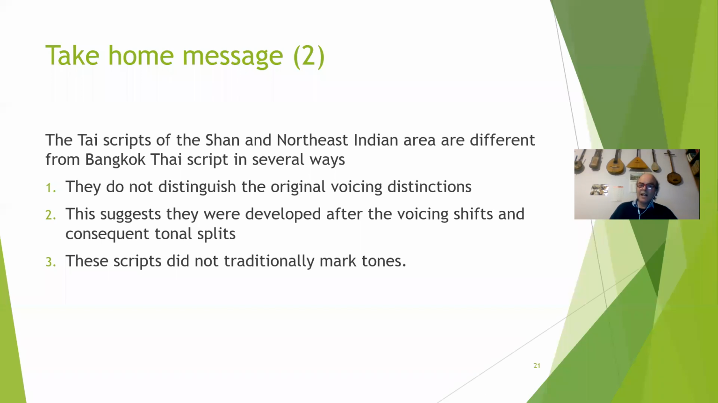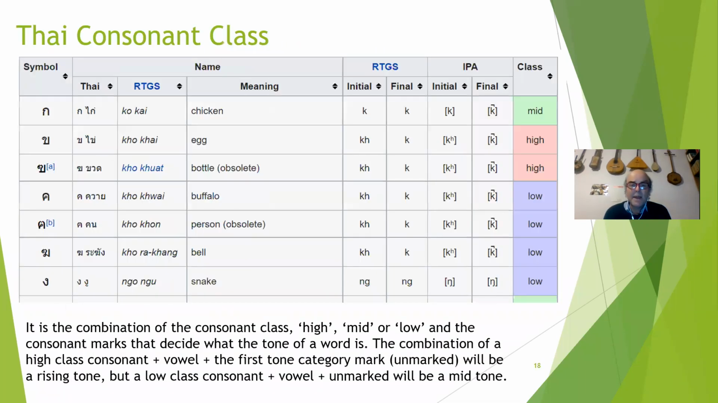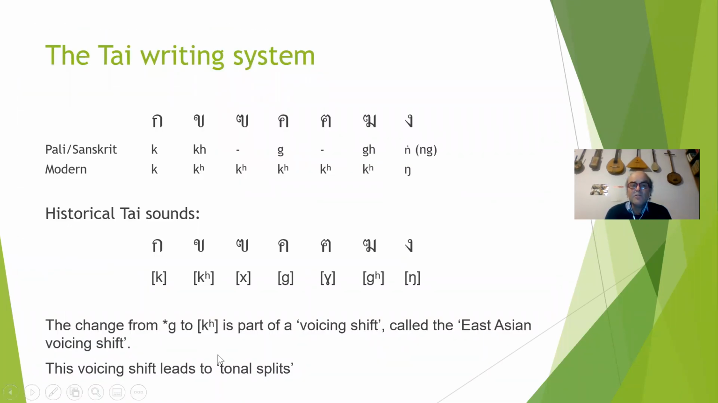The Thai scripts of Shan, before it was reformed in the 1950s, and Northeast India still today, are different from Bangkok Thai script in several ways. They do not distinguish the original voicing distinctions. So what do I mean by this? Going back to this chart here, you do not have a distinction between the ka which was originally ka, and the ka which was originally ga, or the ka which was originally ra. You do not write those differently.